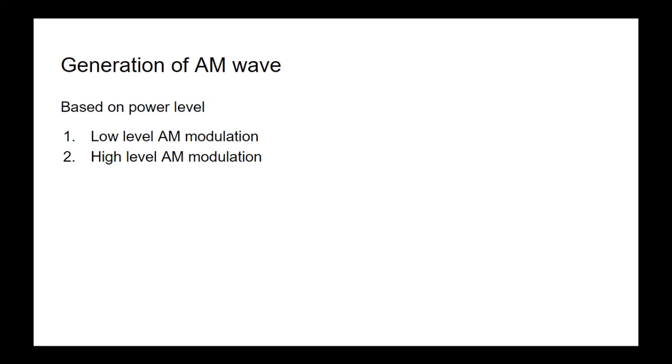Hello friends. In the last lecture we learned what amplitude modulation is, its types and its parameters. In this lecture we are going to learn how to generate amplitude modulation based on power level. Amplitude modulation is divided into two types: first is low level amplitude modulation and second is high level amplitude modulation. Here, power level means the power of the carrier signal and the modulating signal.